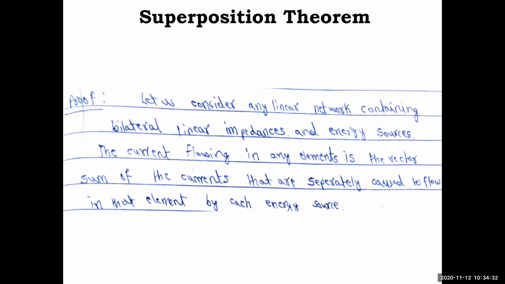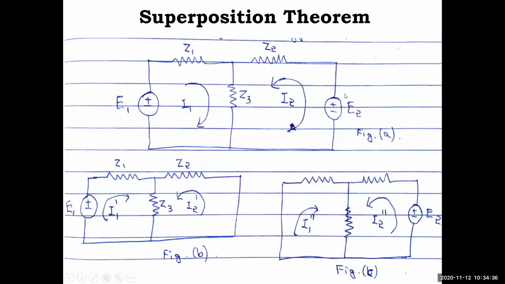The concept I am using here is this network I'm going to show you. This is figure A, the initial network. This is a complex network, I say. I have given a simple network only to understand this concept. I have two voltage sources, E1 here and E2 here, and there are two meshes, right? Z1, Z2, Z3, three impedances I have. I am going through mesh analysis, so I have applied I1 and I2. I call these I1, I2.